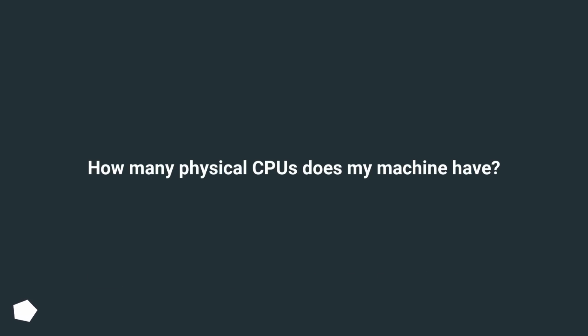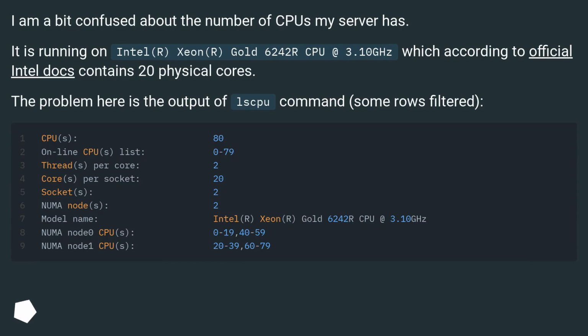How many physical CPUs does my machine have? I am a bit confused about the number of CPUs my server has. It is running on an Intel Xeon Gold 6242 CPU at 3.10 GHz, which according to official Intel docs contains 20 physical cores. The problem here is the output of the lscpu command, some rows filtered.